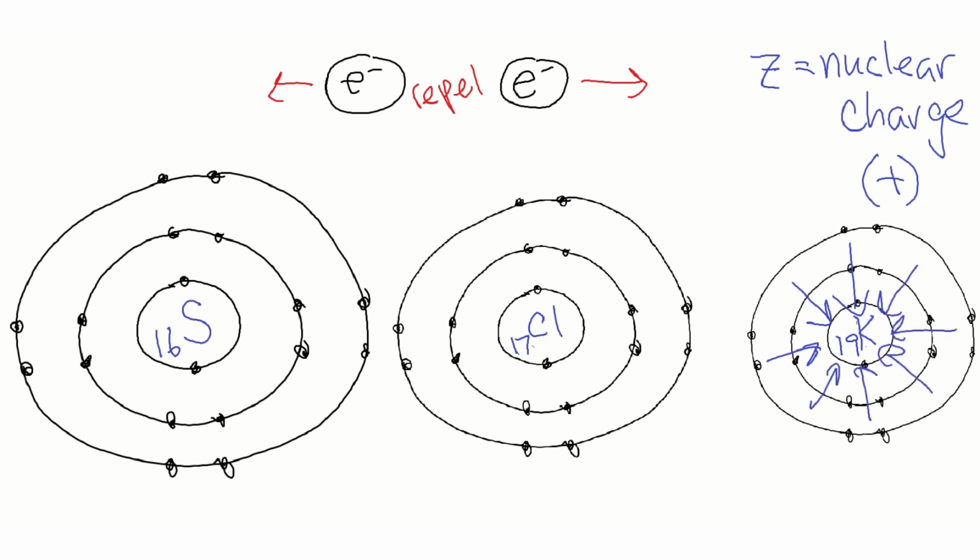And we can conclude that the sulfide anion is the largest ion of the three because it only has 16 protons. Relative to the other two, the sulfide ion has the smallest nuclear charge. And we can expect the chloride ion to be in the middle between the two because it has 17 protons, which is between 16 and 19.